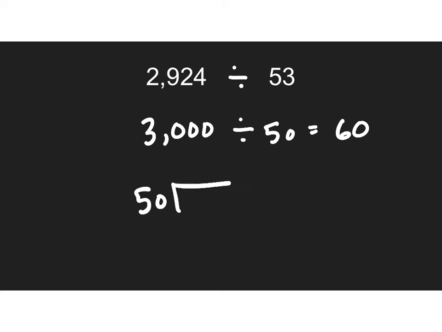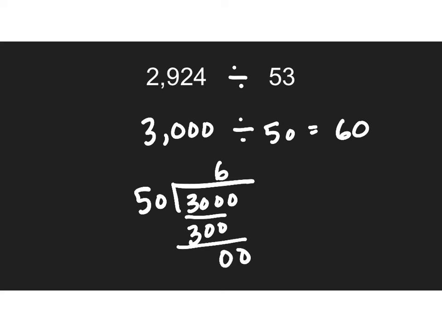In this example, I've got 2,924 divided by 53. I can see that I can round this up to 3,000. That gives me a nice even number to work with. And I know that 5 is compatible with 30, which is going to give me an answer of 60. Again, if you don't have that flexibility with numbers, that's okay. You can look at this problem. You can say, how many times does 50 go into 300? It goes 6 times. 50 goes into 0, 0 times. That still gives me that same answer of 60.